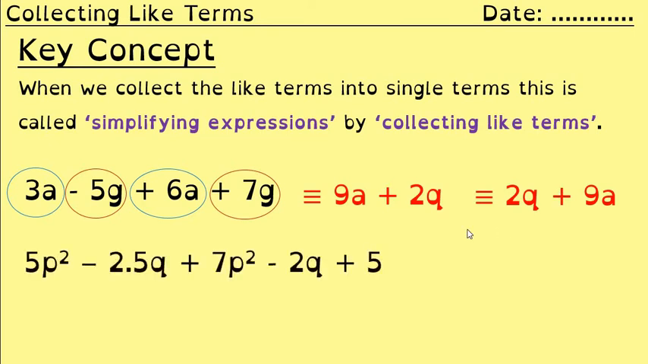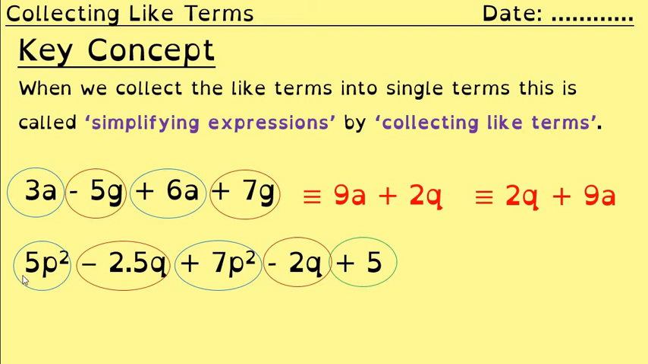This next expression has 5 terms, and I'm going to show those terms with my bubbles, and I'm doing different coloured bubbles again to show the like terms. So the blue bubbles contain like terms, positive 5p squared and positive 7p squared. The red bubbles contain like terms, negative 2.5q and negative 2q. And then my green bubble is unlike with all of these, it's just the number positive 5. So that has to go in a different colour as well.